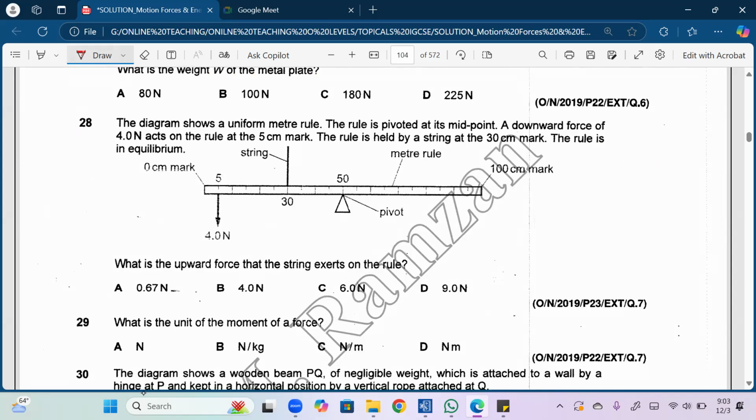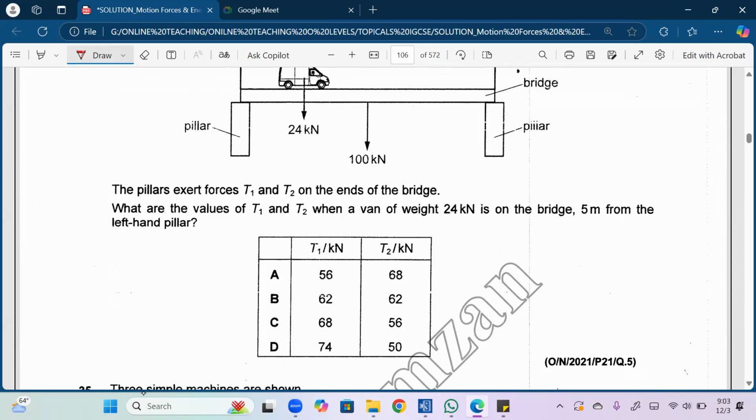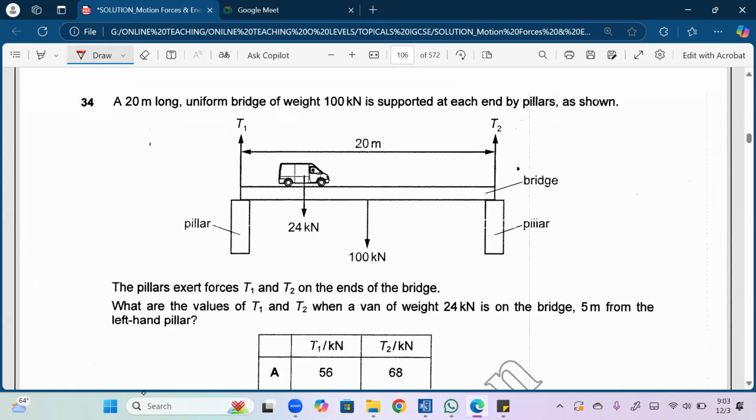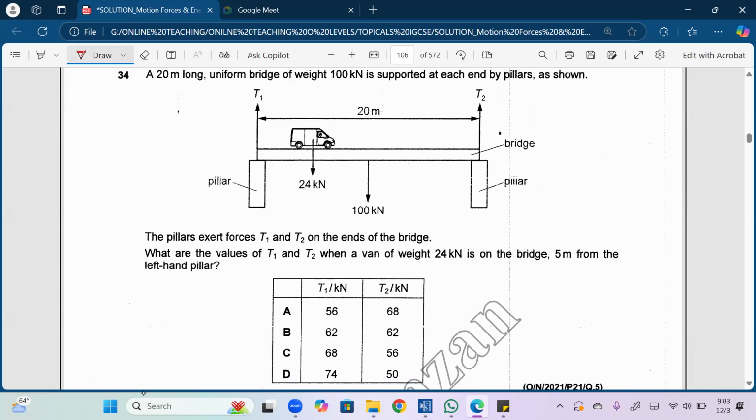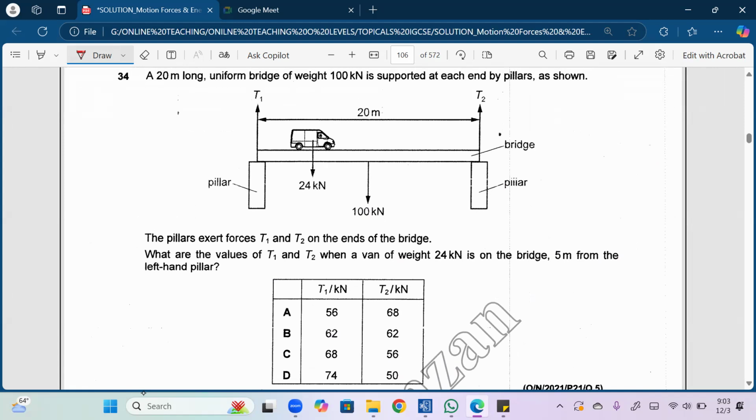Let's do some more questions regarding some favorite ones. Okay, this is actually a good question. This is a tricky and tough question as well. This is taken to be the last question of this one book now. A 20-meter long uniform bridge of 100 kilonewtons is supported at each end by a pillar as shown. The pillars exert forces T1 and T2 on the edge of the bridge. What are the values of T1 and T2 when a van of 24 kilonewtons is on the bridge 5 meters from the left-hand pillar?